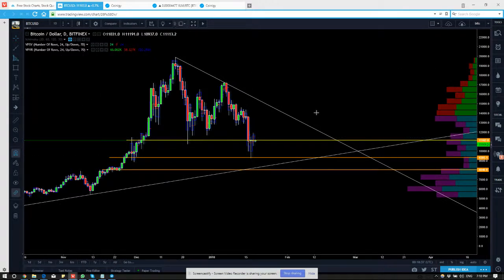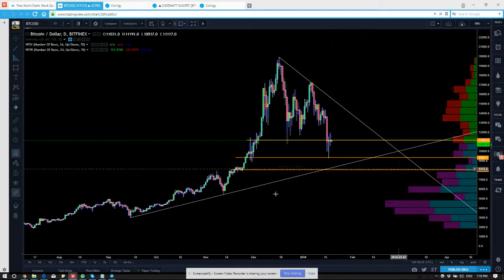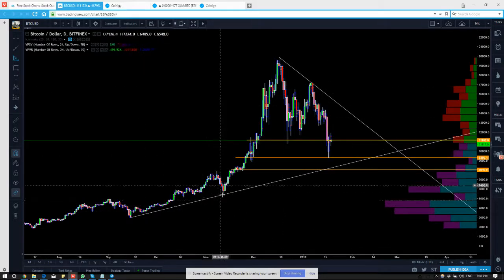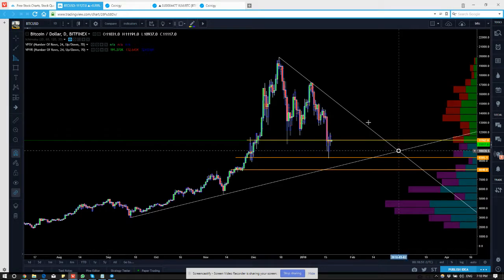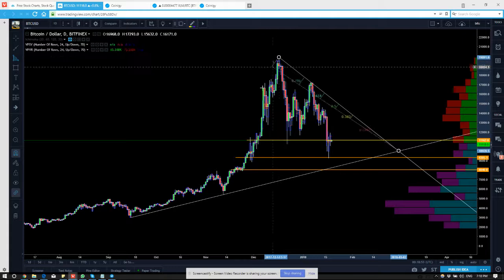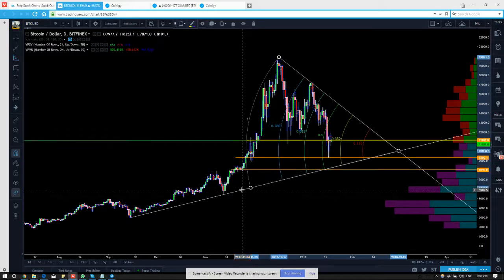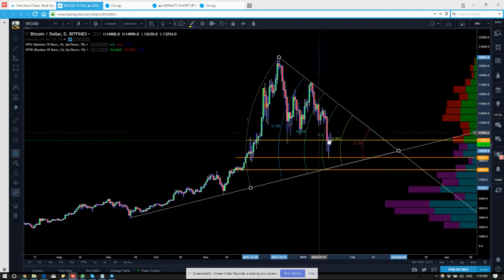There's a tool, it's fib wedge. You don't really need to use it a lot, but when you have an established downtrend and then an established support trend, what you can do is draw this tool. It's fib wedge. And you can get an idea of how far along we are to a resolution.